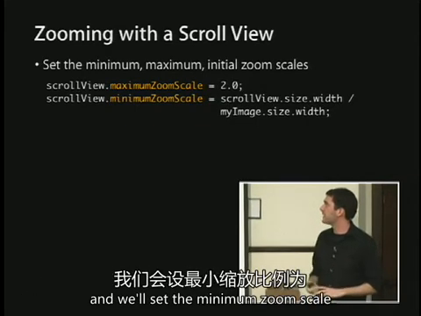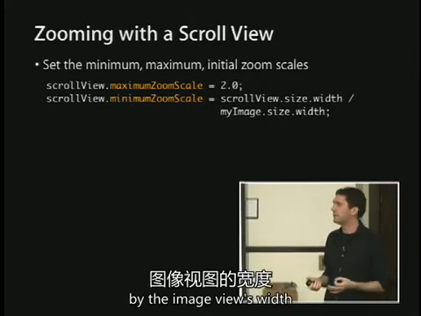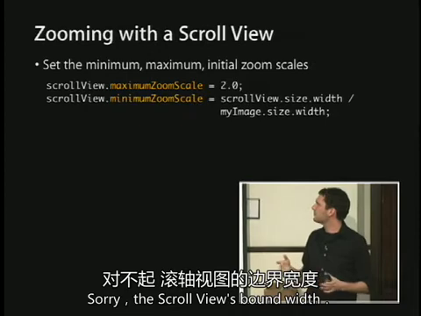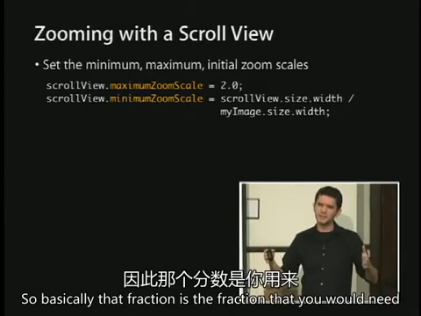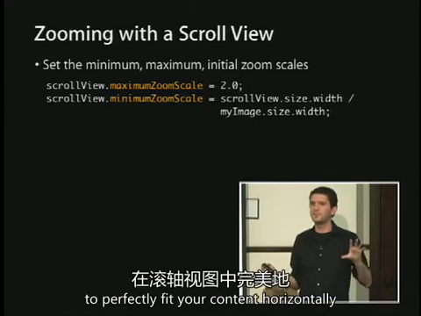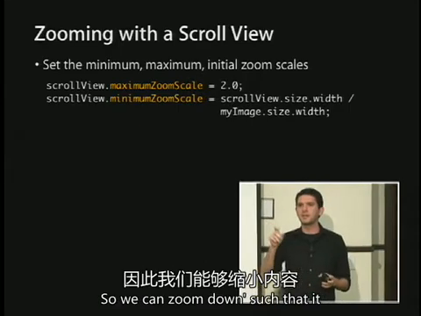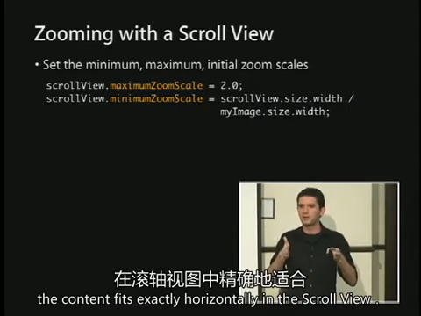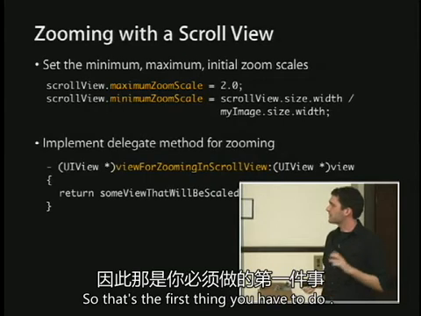And we'll set the minimum zoom scale to the scroll view's width divided by the image view's width. So the scroll view's bounds width, or frame width, sorry. Basically, that fraction is the fraction that you would need to perfectly fit your content horizontally within the scroll view. So we can zoom down such that the content fits exactly horizontally in the scroll view. Maybe it still needs to scroll vertically. So that's the first thing you have to do.